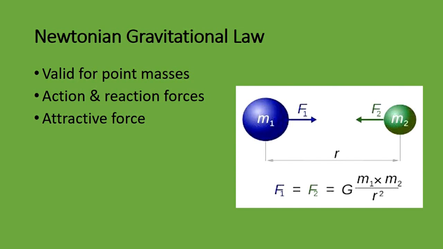Just to remind you, the Newtonian gravitational law says that the magnitude of the attractive gravitational force between two masses depends on a constant called the universal gravitational constant times the two masses multiplied by each other divided by the distance squared. And this expression in its original form is valid for point masses, that is, for small size masses.